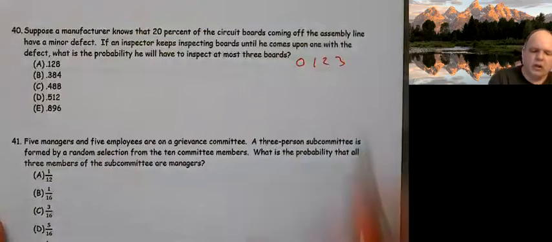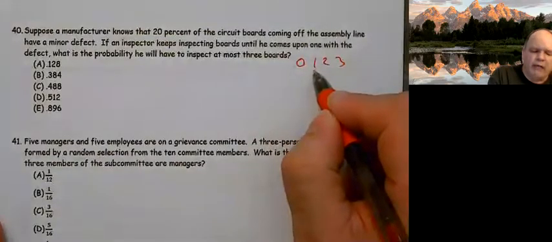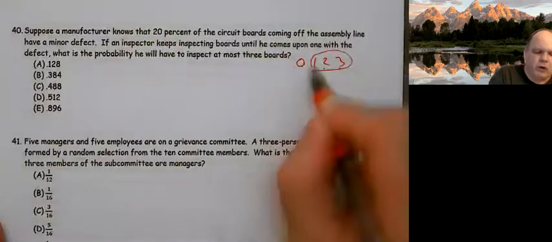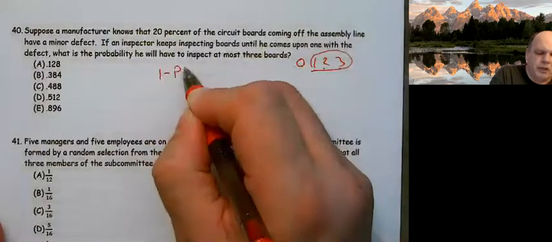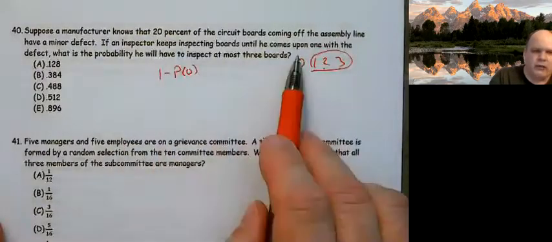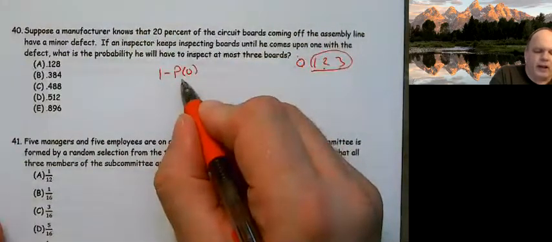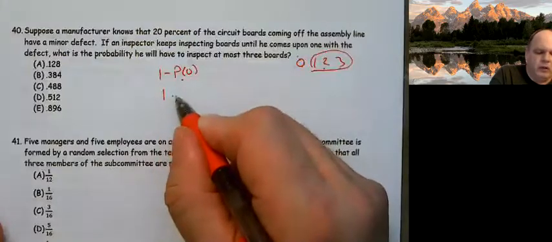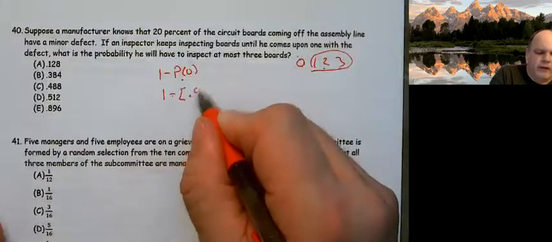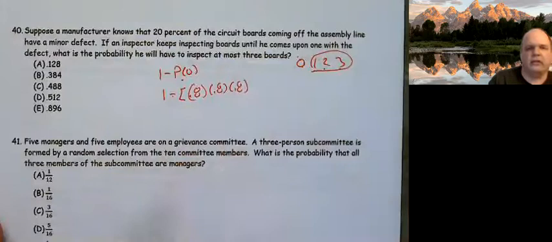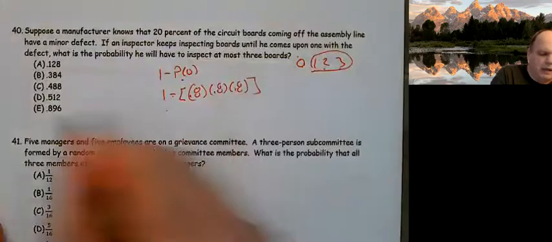So I can have 1 defect, 2 defects, or 3 defects, but I can't have 0. So I want 1 minus the probability of 0, because this is saying having at least 1 defect among the 3. So what happens if I have no defects? Well, 1 minus not a defect, not a defect, and not a defect. So that ends up being letter C.